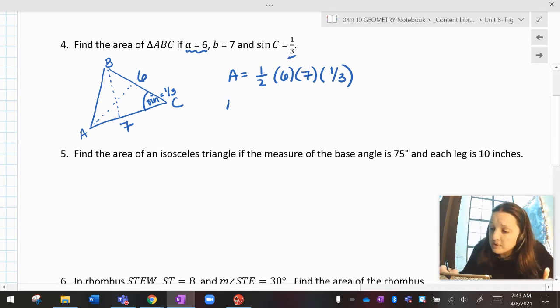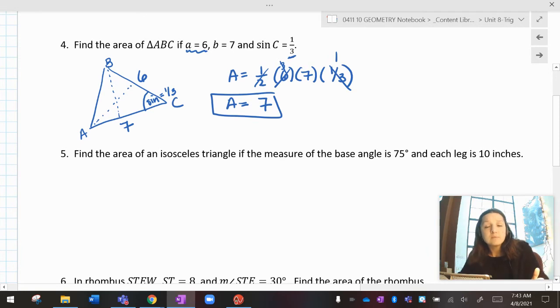And now I'm just going to type this into my calculator. And I'm going to do this one in my head. 1/2 times 6 is 3. 3 times a third is 1. 1 times 7 is 7. The area of that triangle is 7.